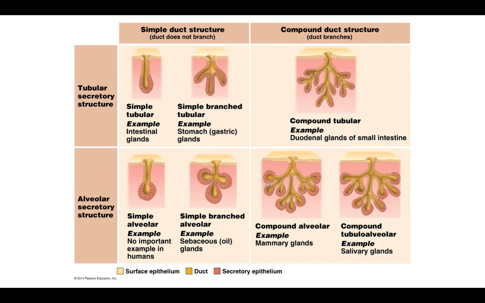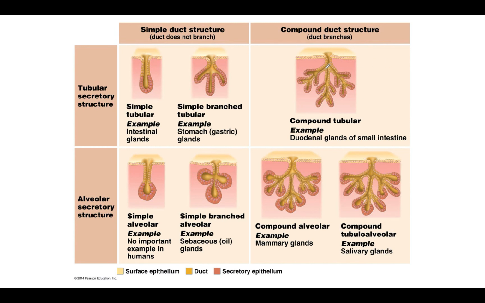I will not ask what kind of gland you can find in the stomach or maybe in the mammary gland. I will not ask that question on the exam, but I might ask how you can name this. Then you can think, okay, just a single unbranched duct, therefore simple. And then look at this secretory epithelium. It has a tube structure, so you can say simple tubular exocrine gland.